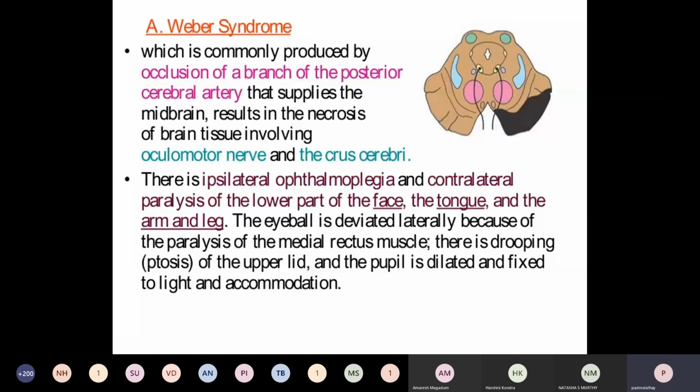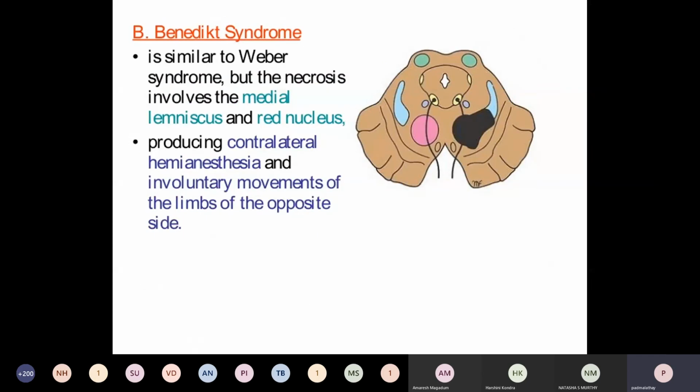In Weber's syndrome, where the oculomotor nerve and the crus cerebri are involved, it leads to ipsilateral ophthalmoplegia and contralateral paralysis of the lower part of the face, tongue and the leg. Since the oculomotor nerve is involved, there is drooping of the upper eyelids and the pupil is dilated and fixed to light and accommodation. Whereas Benedict's syndrome is almost similar to Weber's syndrome, but here the red nucleus and medial lemnisci are involved, which causes contralateral hemianesthesia and involuntary movements of the limbs of the opposite side.